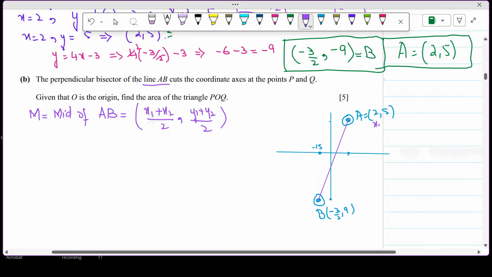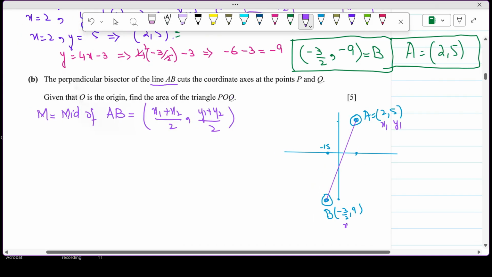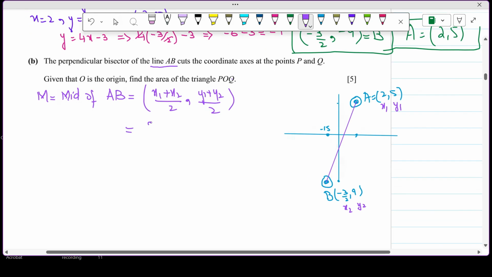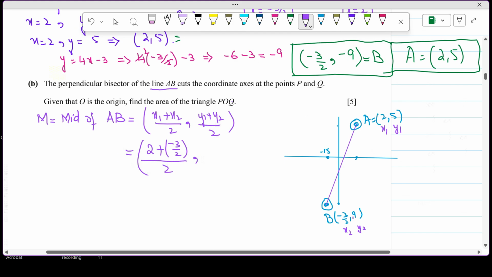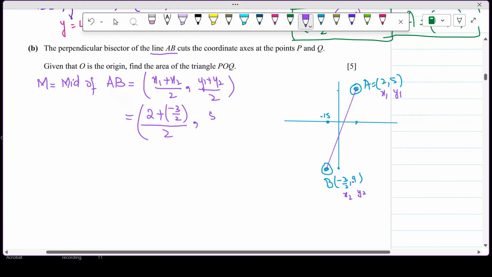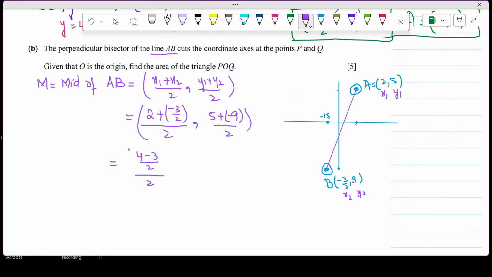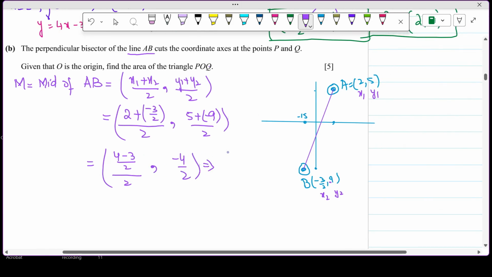So in this case, this one is x1, y1, x2, y2. Plugging in the values, we will have (x1 means 2 plus x2 means -3) over 2, comma, (y1 plus y2 means 5 plus this one is -9) over 2. So 5 plus -9 over 2. So we will have (4 minus 3) over 2 over 2, comma -4 over 2. And this one is equal to 1 over 4 and -2.